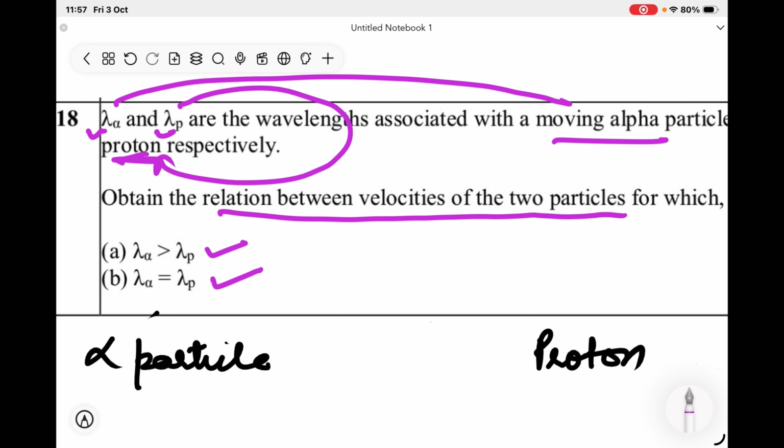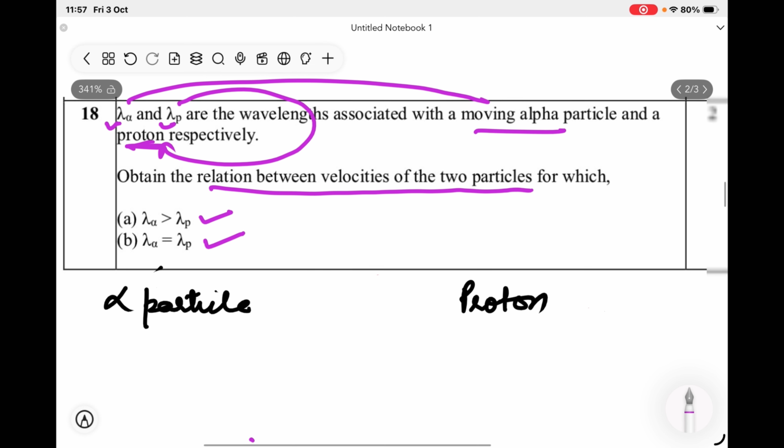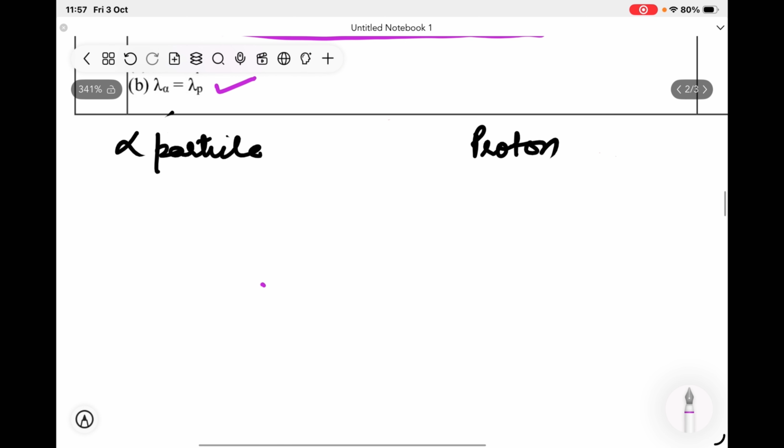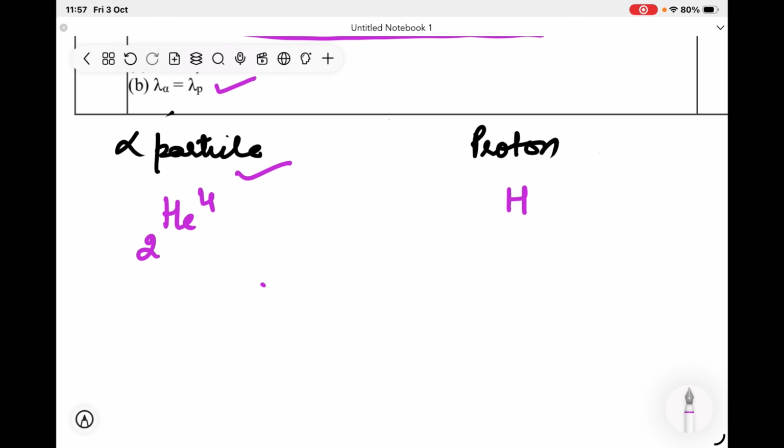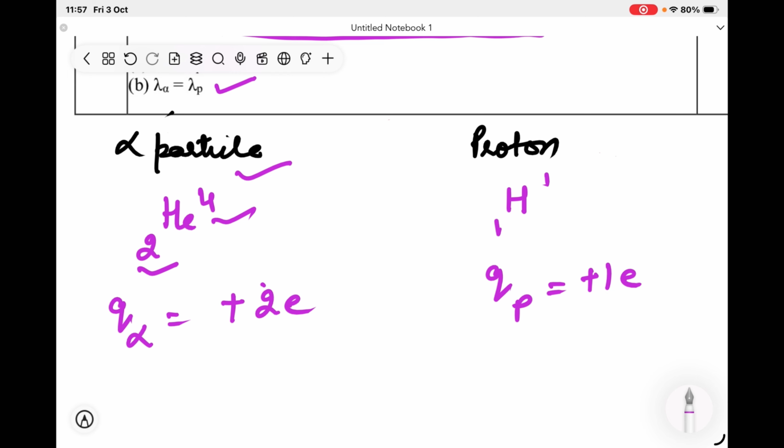this relation. So when you see alpha particle and proton, you should go for the symbolic representation of alpha particle, which is helium 2 4, and proton, which is hydrogen 1 1. So the lower one makes up the charge. So the charge of the alpha particle is plus 2e, and proton is always positively charged, so the charge of proton is plus 1e. And the upper one makes up the mass.